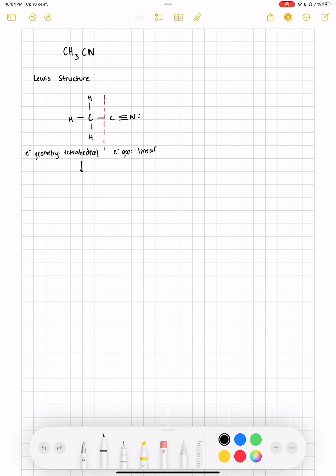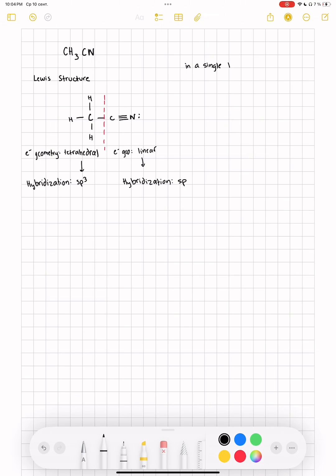Now, tetrahedral means sp3. This will be its hybridization. The tetrahedral geometry indicates sp3. Hybridization of a linear geometry will be sp. Now that we have written that down, these are very key pieces of information before we start sketching the bonding molecular orbitals.